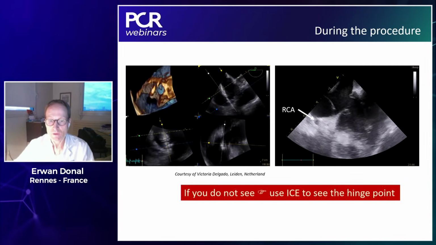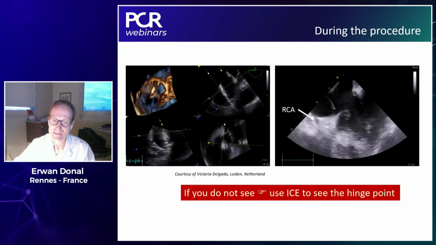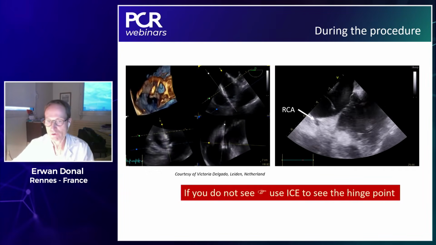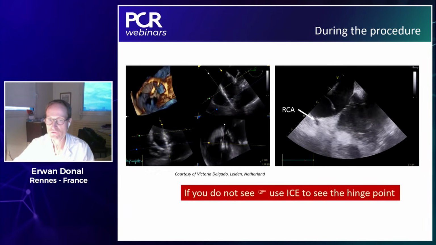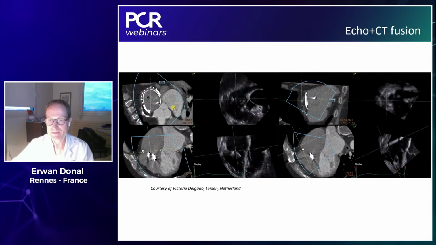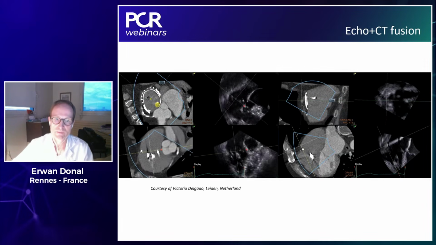And then sometimes, even with the flexi-slice modality, you cannot see the hinge point perfectly. In this example, you see that it was very useful to also use an ICE catheter to perfectly see the catheter and the hinge point. And thanks to all these imaging capabilities, it was possible to implant the Cardioband.